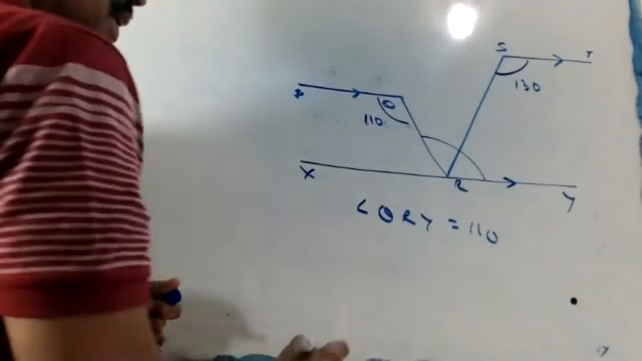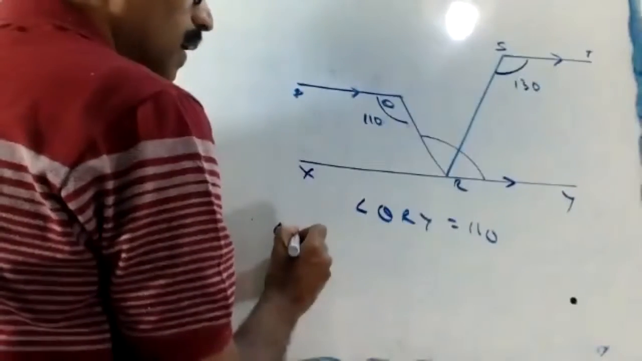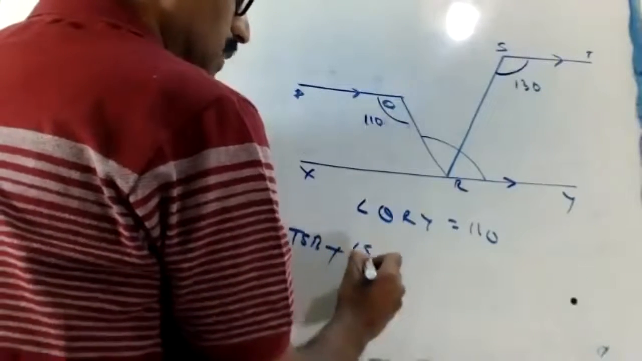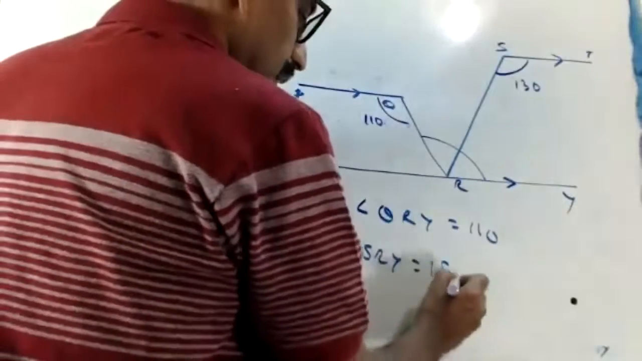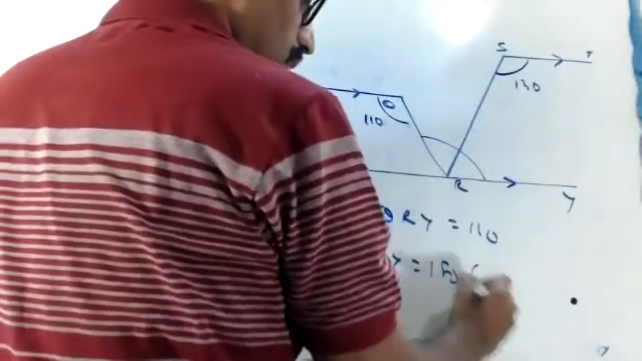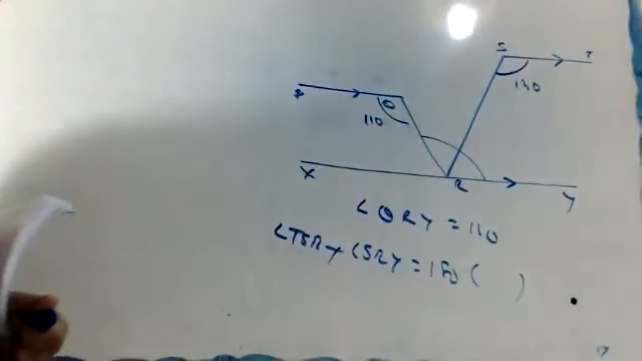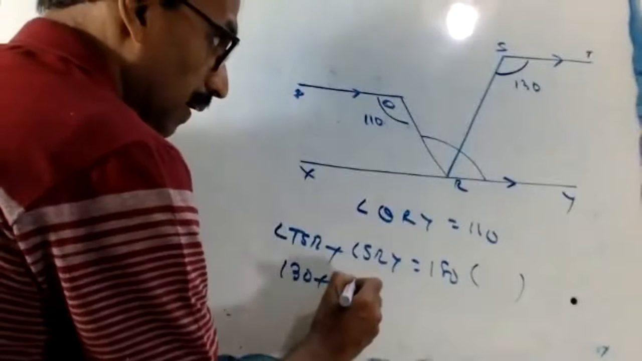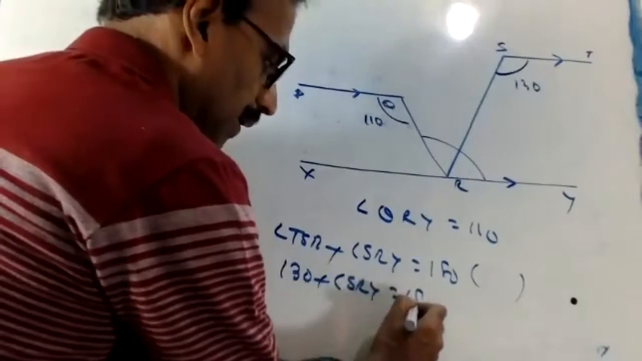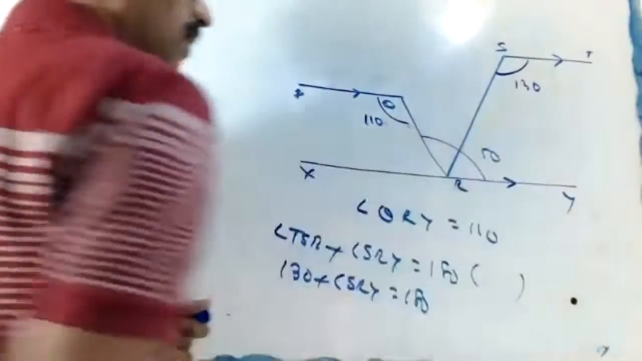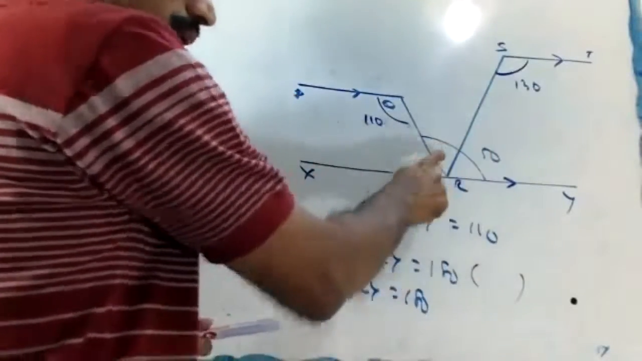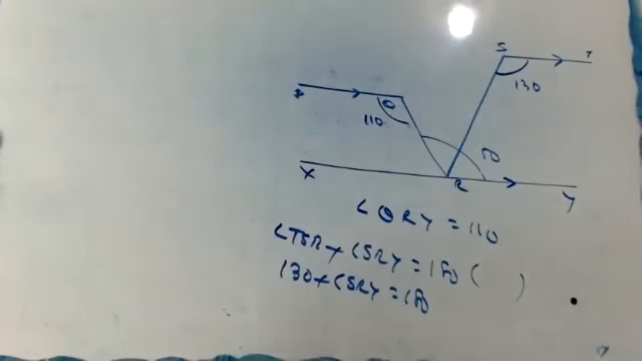Then angle TSR plus angle SRY equal to 180 degree. This plus this one 180. Reason what? Co-interior angles. So that means 130 plus angle SRY equal to 180. So this is 50. Now, total is 110. This is 50. This will be what? 60. Okay. You can write now.